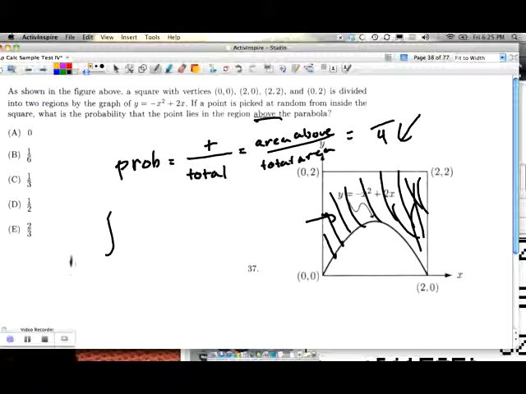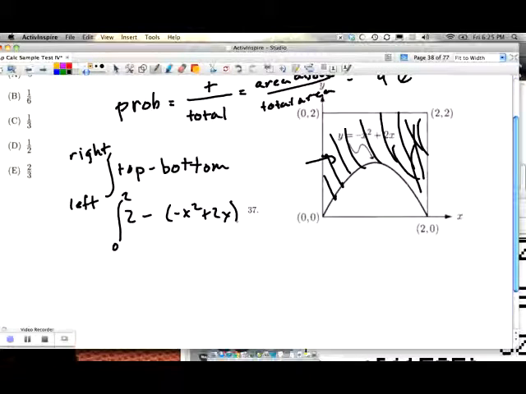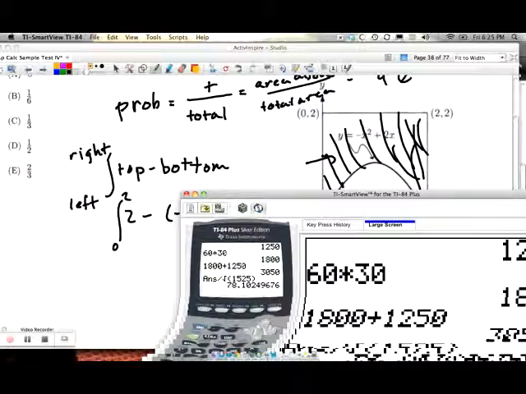The area of that region is the integral from left to right of our boundaries of top minus bottom. The top is just the equation y equals 2, so that's 2 minus the bottom, which is negative x squared plus 2x. And we're going to integrate this from 0 to 2. Now, I could do this by hand, but I don't really need to. Why? Because I have a calculator. So let's use my calculator.